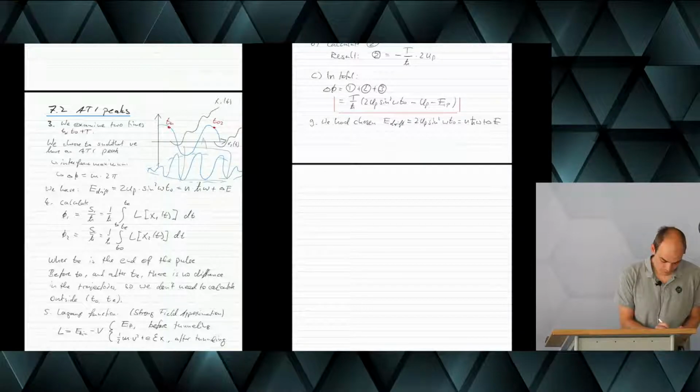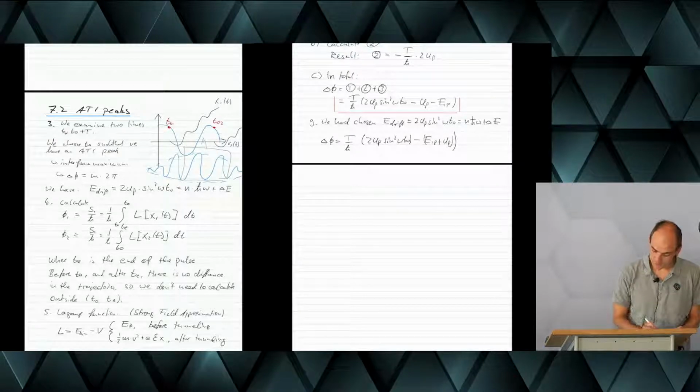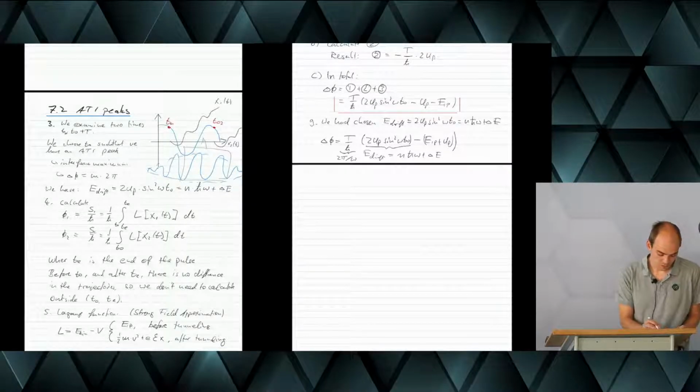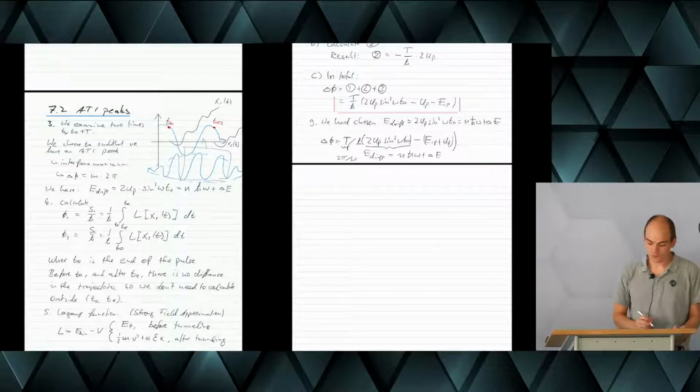Now we have delta phi equals t over h bar times 2 Up sine squared omega t naught minus E_IP plus Up. I'll put this in extra brackets. Now, this is of course the drift energy, which is n h bar omega plus delta E. Sorry, I should rewrite this a bit differently. So that's T over h bar, and the period T is 2 pi over omega.